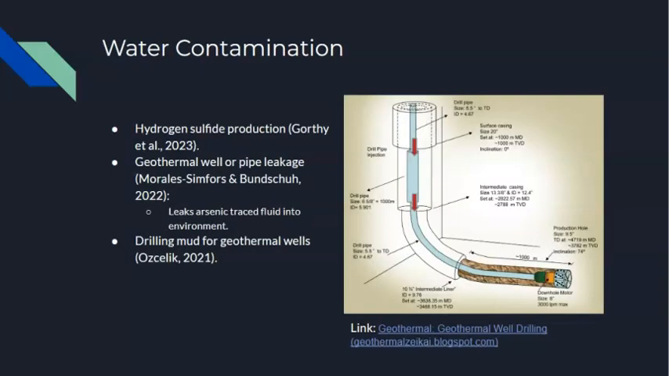Then there's water contamination. So hydrogen sulfide, as mentioned before, creates acid rain, or at least it's part of what creates acid rain. But there's also the potential of geothermal well or pipe leakage. And in some geothermal power plants, there are traces of arsenic within the fluid within those pipes or wells. And if there's a leak, then the arsenic can leak into the surrounding environment, contaminating the soil and groundwater. Then there's the process of drilling mud for geothermal wells, which can lead to possible water contamination as well.